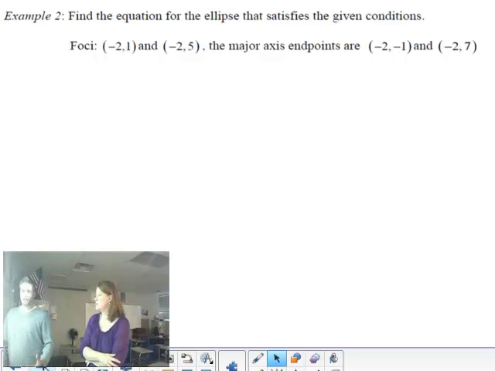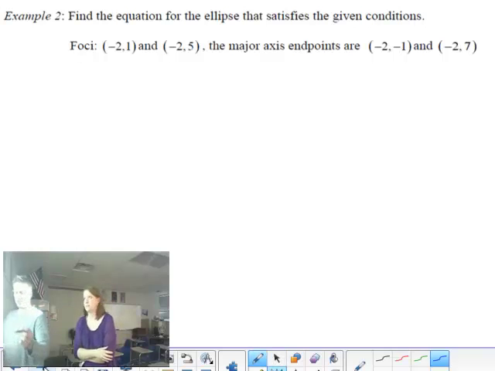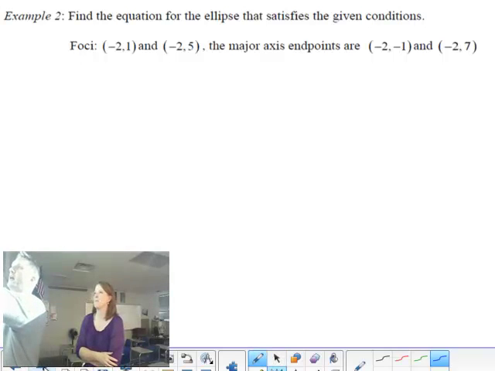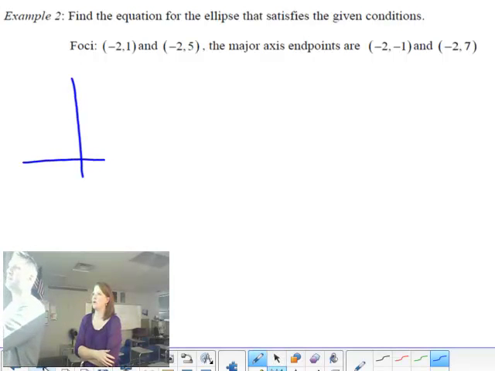Well, when I get stuck, I like to draw a picture, just to see what's cooking. So let's go graph what we know. How's that sound? Sure. I'll help you out. The foci: we have a negative 2, 1. It's hard to see the board and draw on the board at the same time. We have a negative 2, 5.